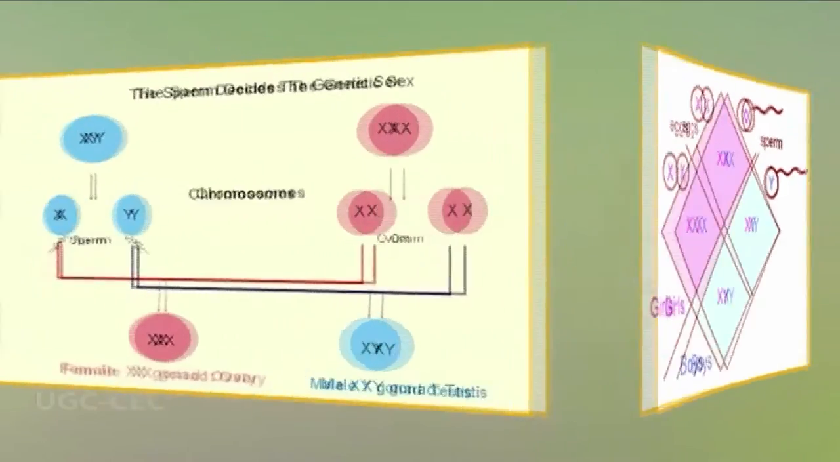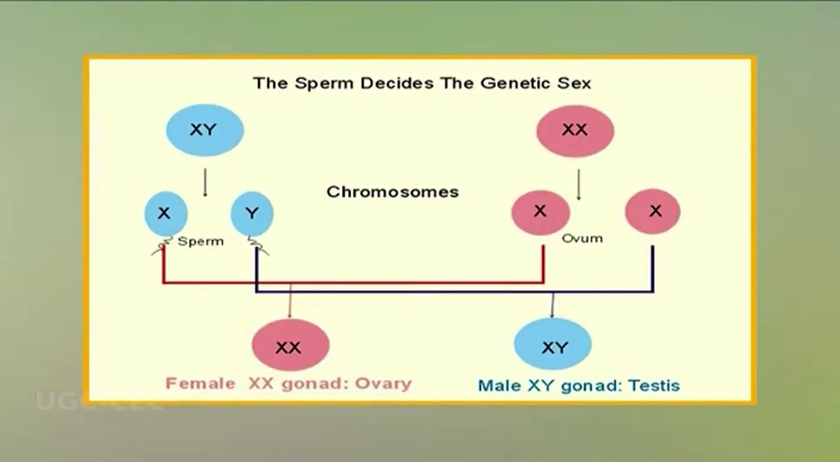If the egg receives another X chromosome from the sperm, the resulting individual is XX, forms ovaries, and is female. And if the egg receives a Y chromosome from the sperm, the individual is XY, forms testes, and is male. The Y chromosome carries a gene that encodes a testes determining factor. This factor organizes the gonad into a testes rather than an ovary.